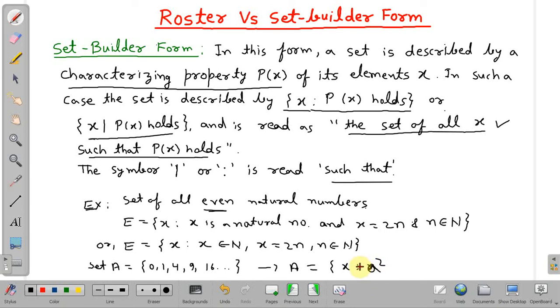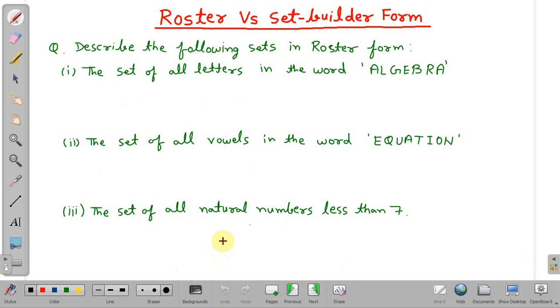x equal to a square, we can write clearly x such that x equal to a square, and a is an element of integer Z. Okay, so it defines completely x such that x equal to a square and a is an integer. So this is how we can represent this. Or in small form also we can write x square such that x is an element of integer Z.